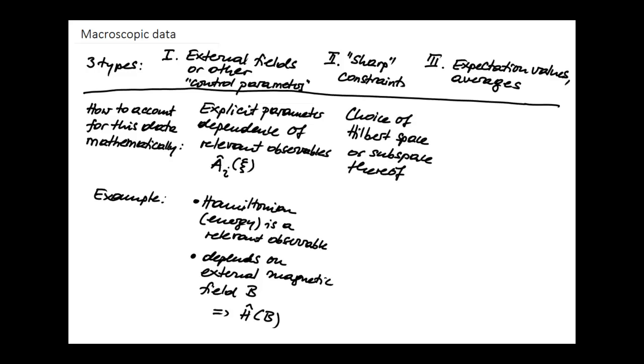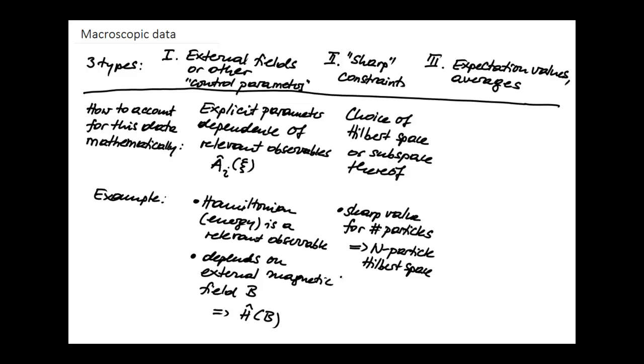Again, an example. I mentioned that one sharp constraint that you might have could be the number of particles in your system. So let's consider this as a first example where you have a sharp value for the number of particles. Say you have n particles. This is a sharp value. And then you account for that by describing your system in an n-particle Hilbert space.